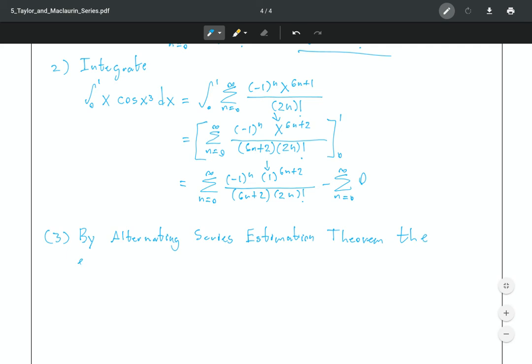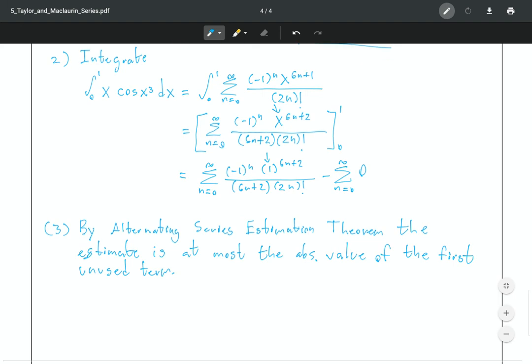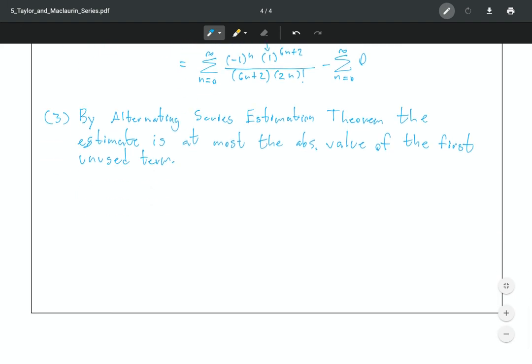The estimate is at most the absolute value of the first unused term. Okay. So basically what we're saying here is if we expand this, I'm going to have the result here.